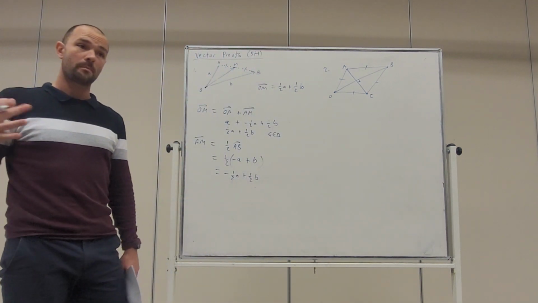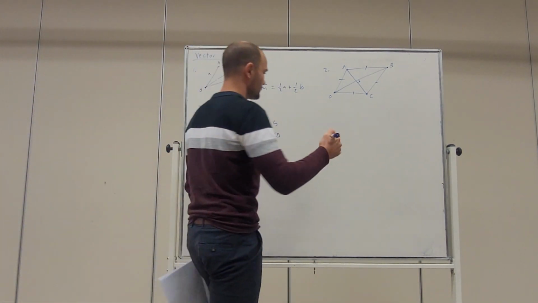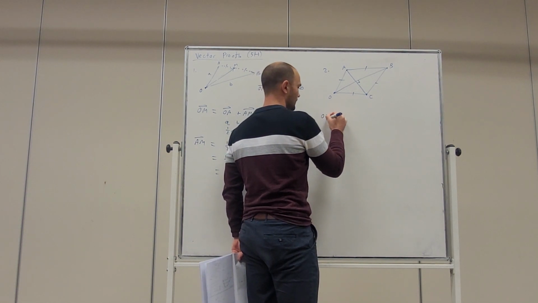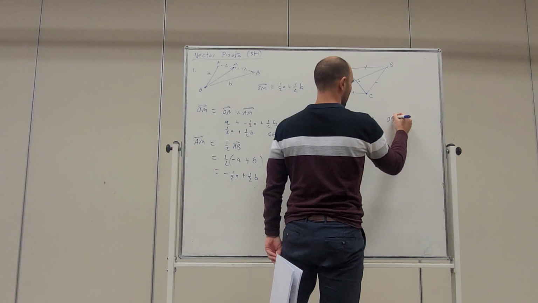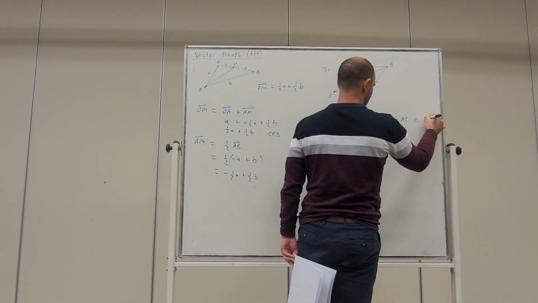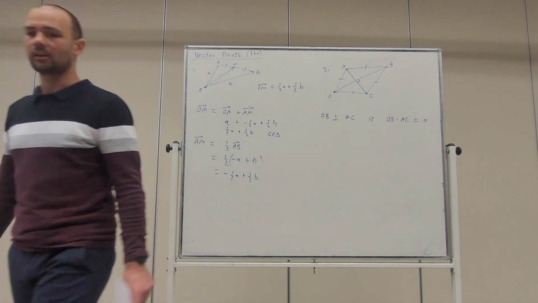Now, the property we're going to use is that OB is perpendicular to AC if OB dot AC equals 0. So that's the property that we're going to apply.